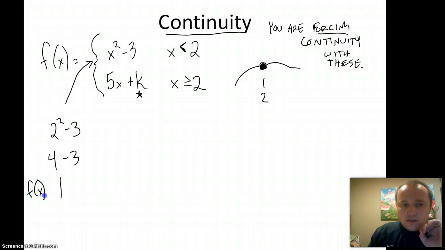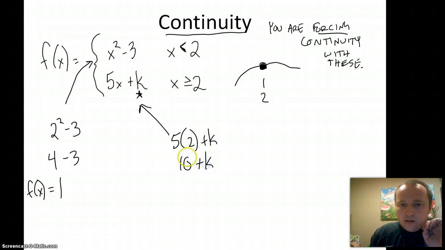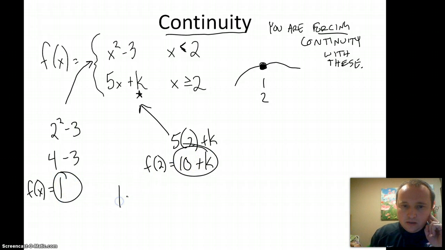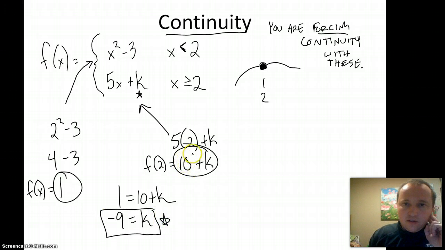So f of x is going to go to 1. Well, this guy, if I plug in 2, I get 5 times 2 plus k. So that's 10 plus k when I'm at f of 2. This is from the right side. And so I need 1 and 10 plus k to match up. And so I could say negative 9 equals k. That would force them to be continuous.